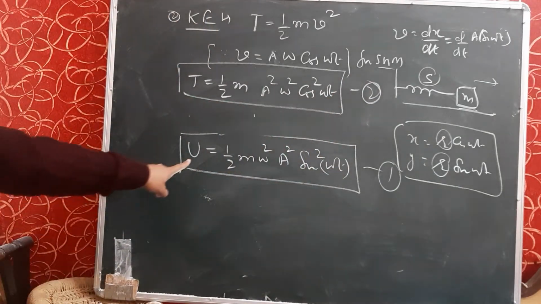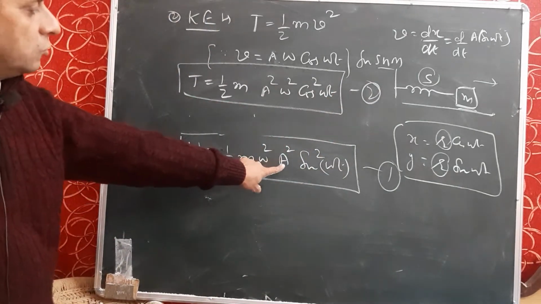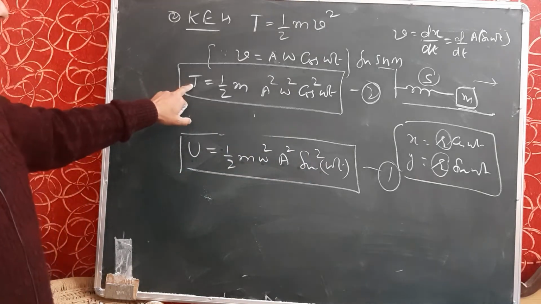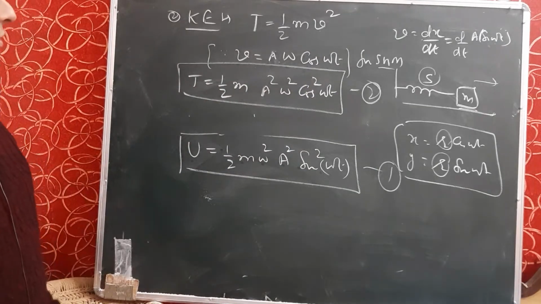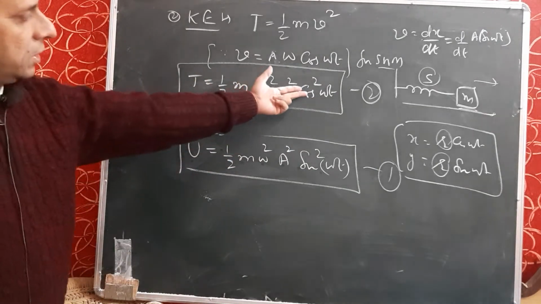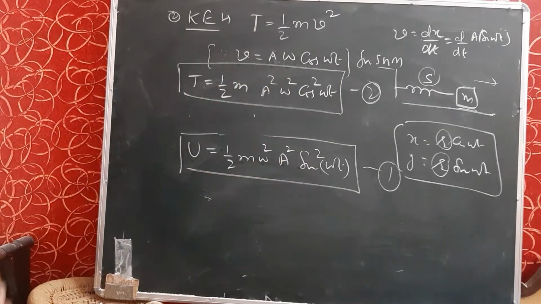The first equation is half m omega square A square sin square omega t, and the second equation is half m A square omega square cos square omega t. So both equations are the same, differing only in sin and cos.